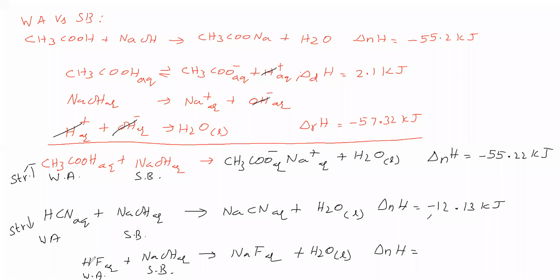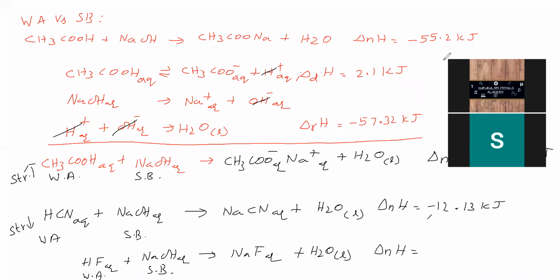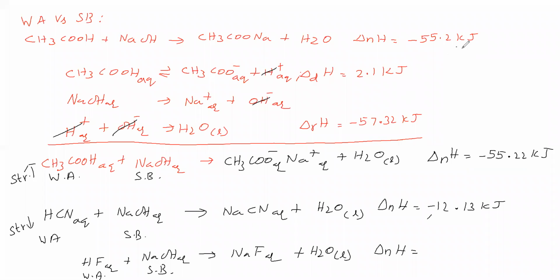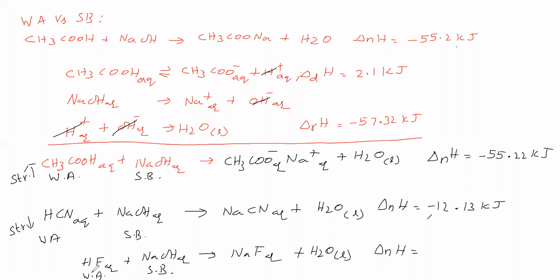Now, what is the weak acid here? HF. Among the halogen acids, HF, HCl, HBr, HI, the HCl, HBr and HI are strong acids. HF is the weak acid. So we have taken weak acid HF and strong base sodium hydroxide.